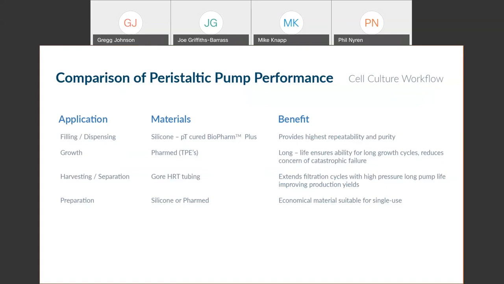For longer campaigns where tube life is a concern, we recommend the thermoplastic elastomer formulations, especially the Pharmed BPT and the Puriflex materials. For filtration processes where higher pressures are needed, Gore Stay-Pure materials are preferred, along with some of the co-extruded materials that we offer. For single-use applications, we recommend our Puriflex formulation, which is ideal for use with cell culture bags, as it is both weldable and sealable.